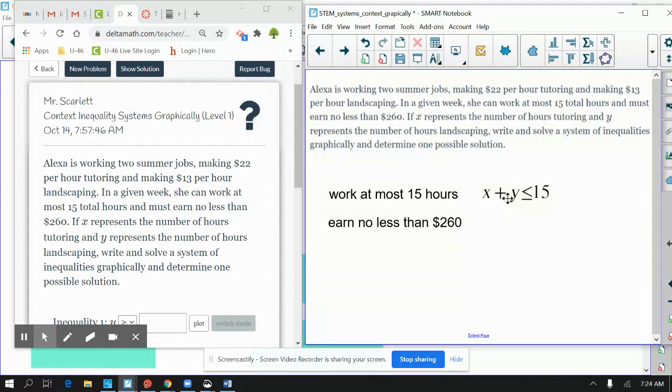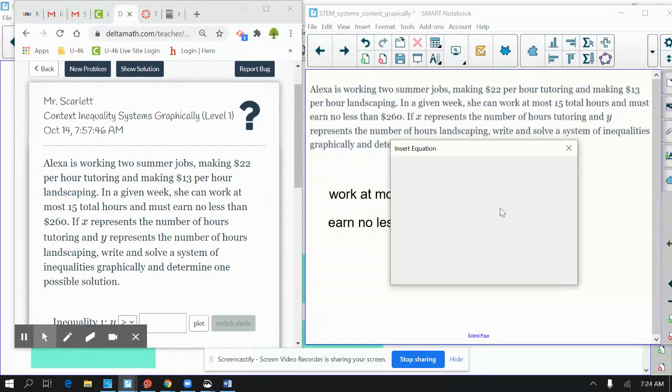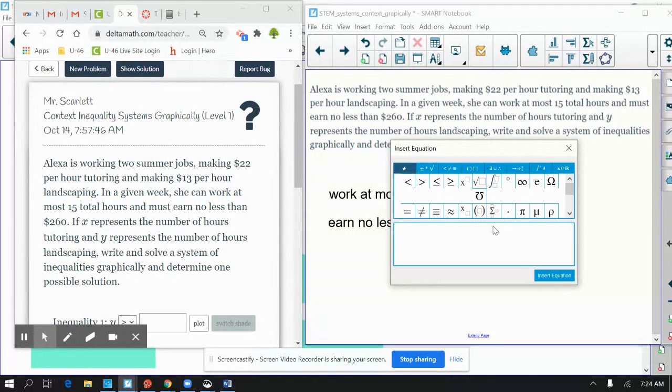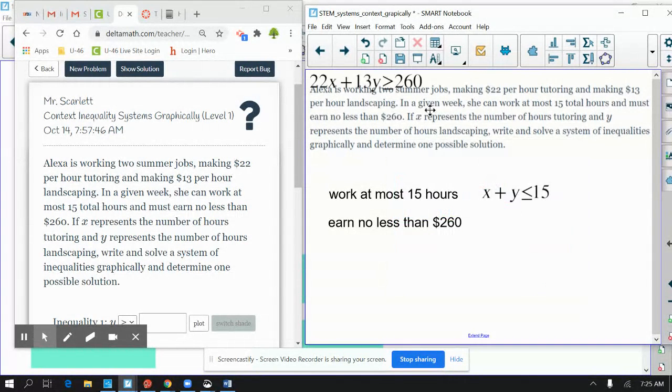For the money, however, she gets $22 per hour. So there's that word per again. So we're multiplying. 22x is all the money she gets from tutoring, plus 13y is all the money she gets from landscaping. So if I add those two up, that's all the money together. And she wants at least 260. This would be exactly 260. This would be more than 260, but this is at least 260. And then these are our two constraints.